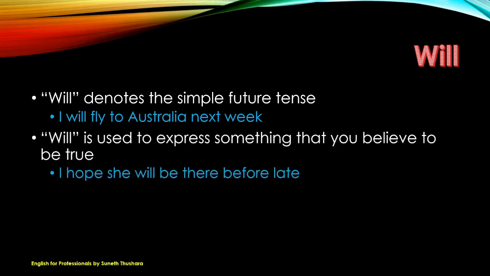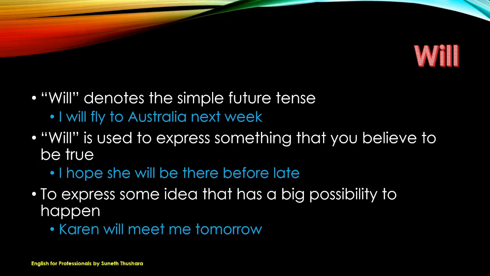Then there is another meaning. Will is used to express something that you believe to be true. I hope she will be there before late. Now, in this instance, you are believing that she will be there before late. She has not yet come, so that is why you are telling, I hope she will be there before late. So she is coming, but not now, somewhere in the future. And you are expressing your belief of her arrival using the word will.